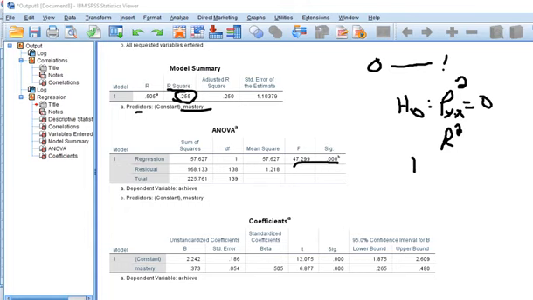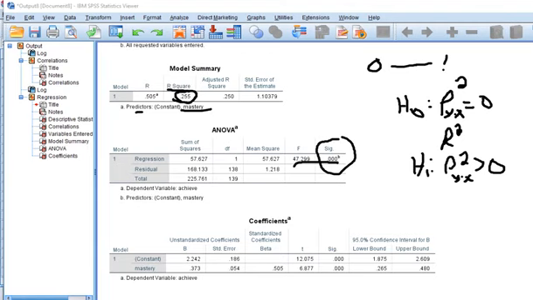The alternative hypothesis is going to be that rho squared, y dot x, is greater than 0. And so the F-test right here is testing the statistical significance of the R-square value. If it's statistically significant, and here we would say it's significant at the conventional 0.05 level, so we would infer that the population R-square, which is rho squared, is greater than 0.